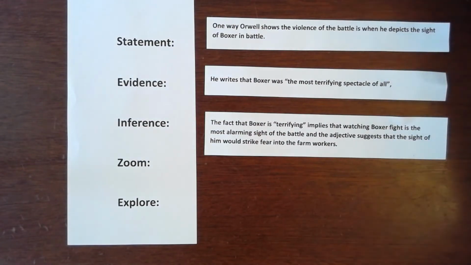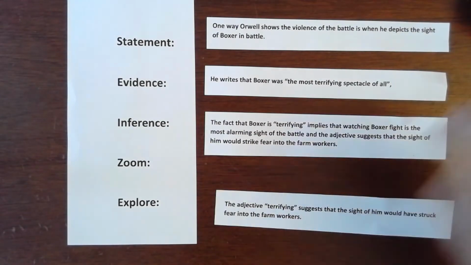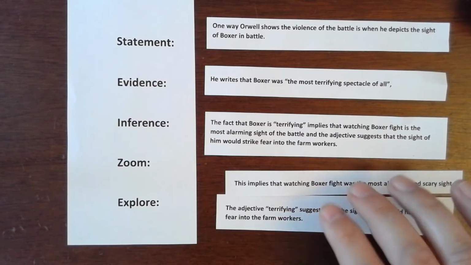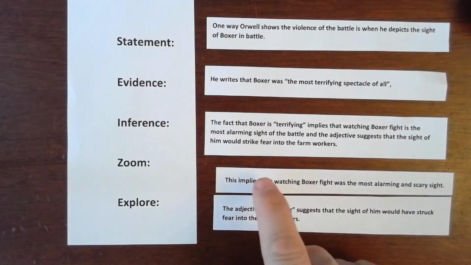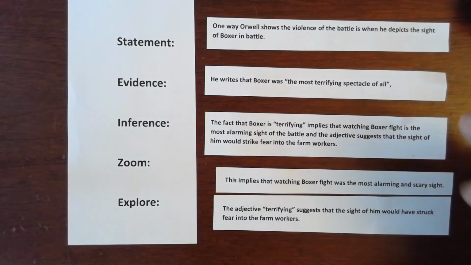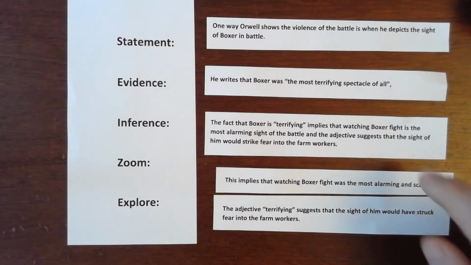So really what I've done is I've put together these two, the inference and the zoom from my developing paragraph. I've condensed and put them together into one sentence, and it's just a little bit more sophisticated way of writing this.